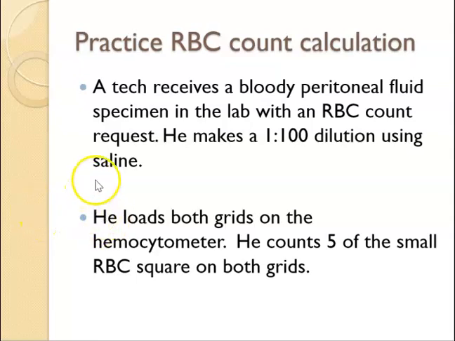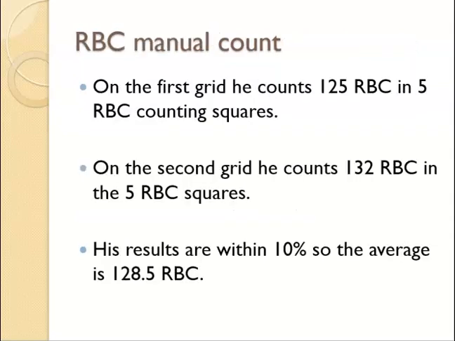So he loads both grids on the hemocytometer, and he counts 5 of the small red blood cell squares on both grids. Okay, so we're dealing with the small red blood cell squares in the center instead of the large white blood cell squares. On the first grid, he counts 125 red blood cells on 5 of the red blood cell counting squares. On the second grid, he counts 132 red blood cells on 5 red blood cell counting squares.